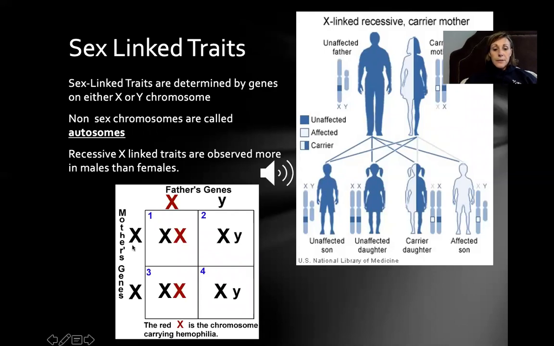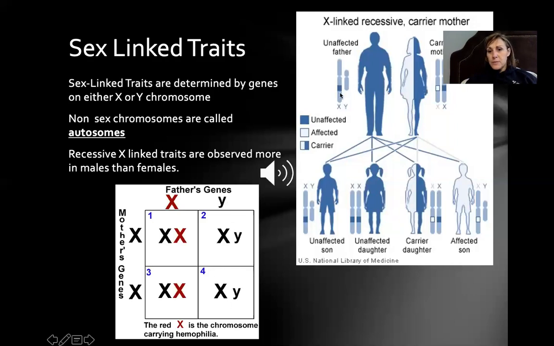So the mother does not have hemophilia. If she married a guy with hemophilia, if they had a girl, their girls would always be carriers of that disease. They would not have hemophilia, but they would carry it and have a possibility to pass it on. The boys get the Y, so they would not have hemophilia.